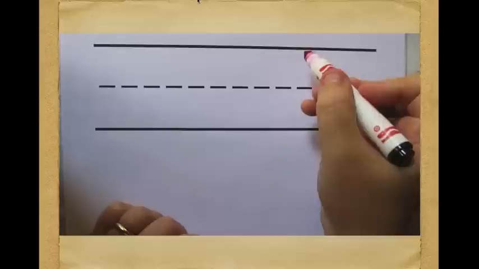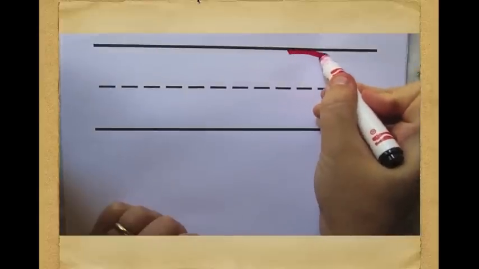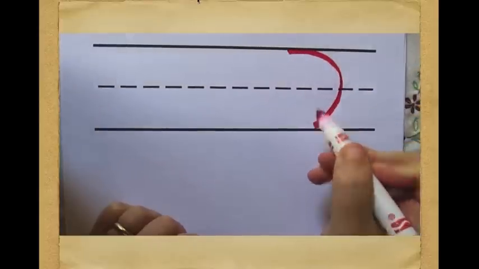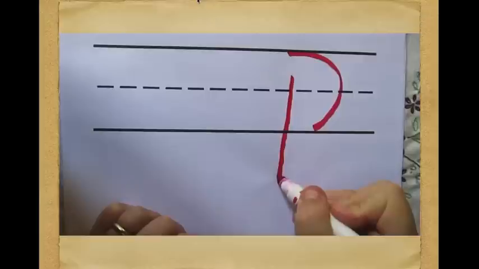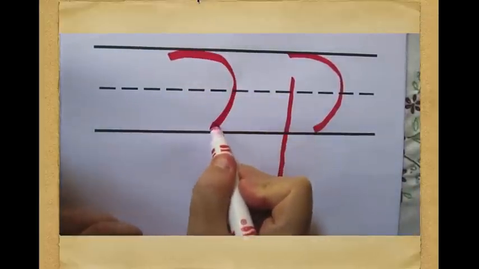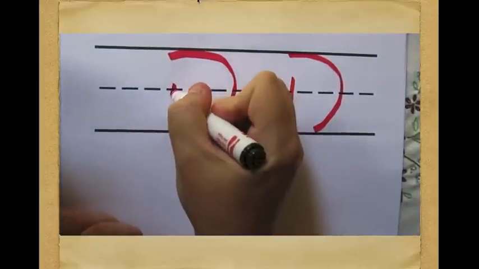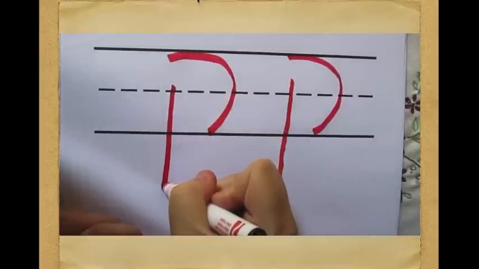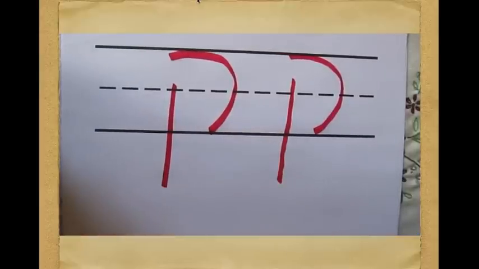The Qoph has only one form, and that form always descends below the line. Begin with that curved line, and then another line that drops below the typical Hebrew letter, and that is Qoph.